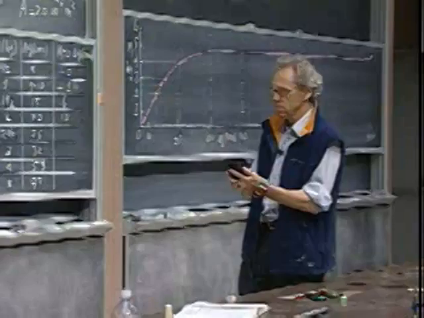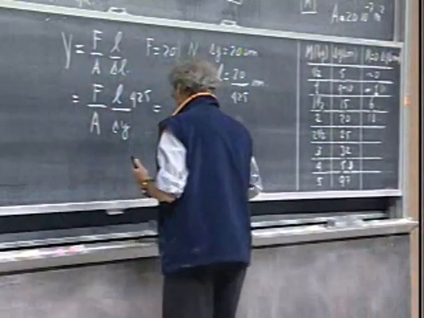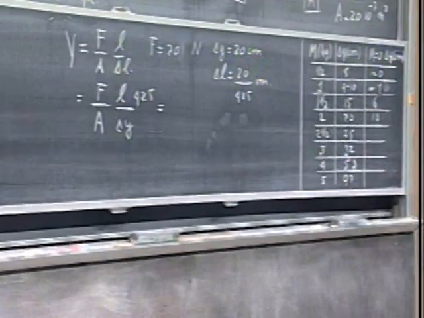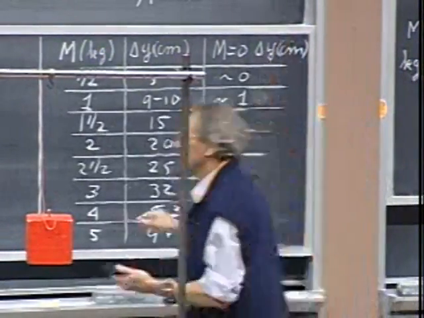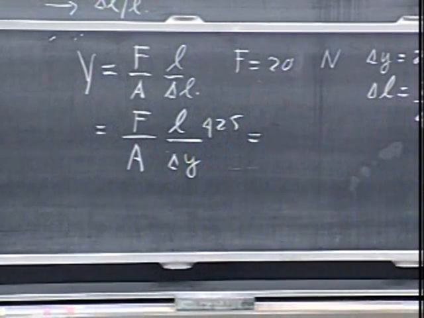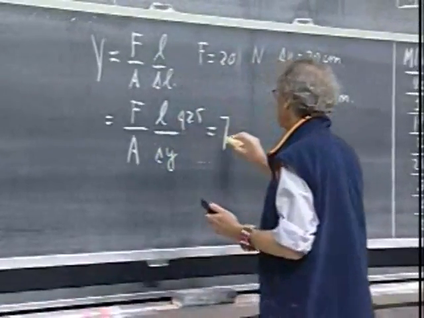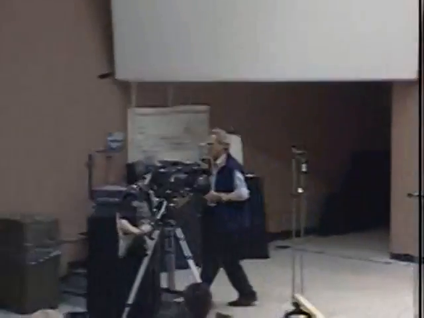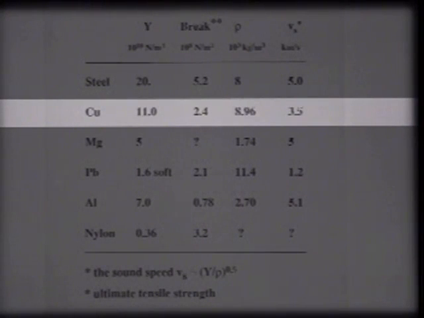So F is 200. That's right. No, F is 20. Ooh. I'm glad that we caught that simultaneously. So F is 20 newtons. That's right. The area is 2 times 10 to the minus 7, and I divide by the area. I multiply by the length, which is 0.36. I multiply by 425. And I divide by delta Y, but I need delta Y in meters, so that's 0.2. And I get 7.7 times 10 to the 10th. And that is not bad at all. Because I think from what I remember it is 11 times 10 to the 10th. That's what it is. So that is quite amazing for such crude measurements that we do here.